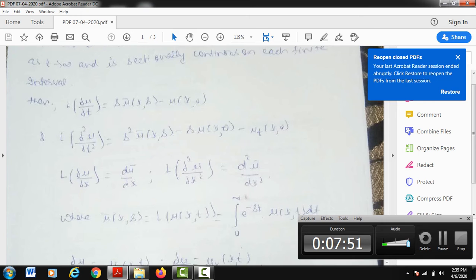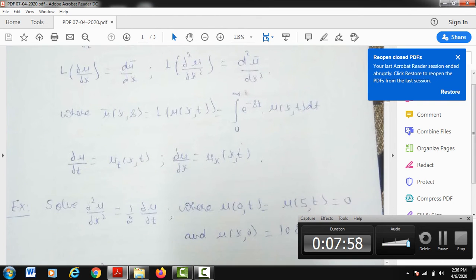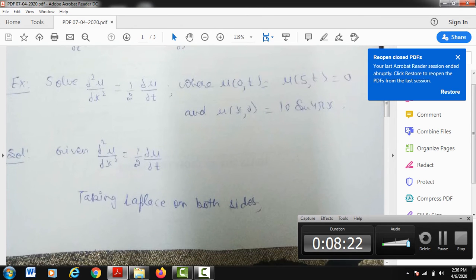So what is u bar(x,s)? It is the Laplace transformation of u(x,t), that is the integral from 0 to infinity. Now how will you evaluate? You will write like this, Laplace of u(x,t). The function whose Laplace transformation is being calculated, you will firstly write inside the integral and multiply it with e to the power minus st dt. Okay, so firstly you have to remember all these results in your mind, then you will be able to solve the questions. These numericals are very easy, and students, they are very important from the examination point of view.